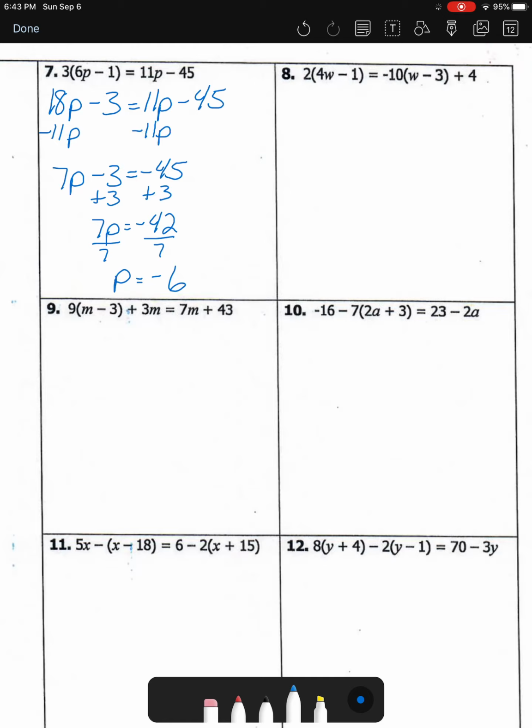Okay, all right. That is the process, except we just make it more convoluted on the next one because we have 2 sets of parentheses to get rid of. Okay, so 2 times 4 is going to give me an 8w. 2 times the negative 1 is a negative 2. Negative 10w will be the result of that product. Negative 10 times negative 3 is going to give me a positive 30. Do pay attention to that because that's a common mistake. And then we're going to add 4.